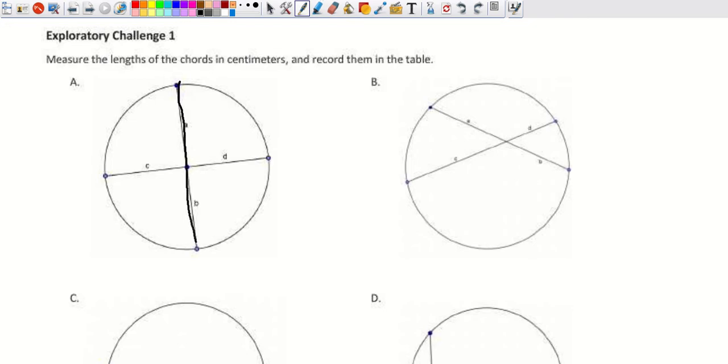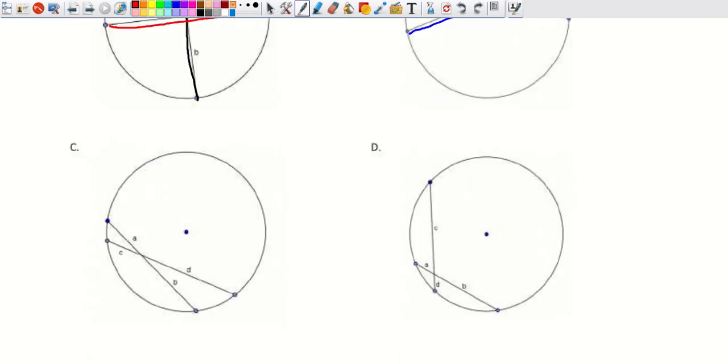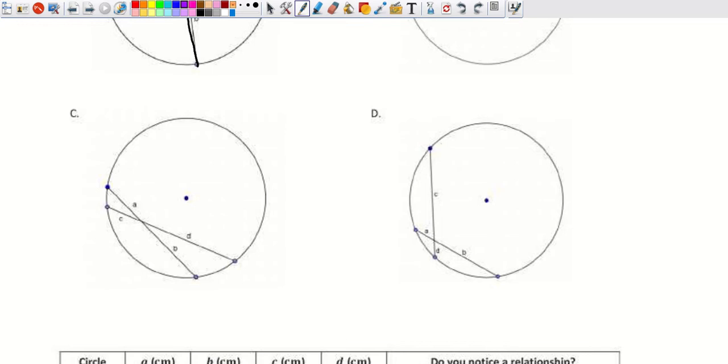For the first chord here, we have A times B is equal to the second chord, and the two parts here are C times D. Same thing going on over here. This chord is cut into C times D, which is equal to the two parts of that chord, which are A times B. All right, drawn this way, same thing, okay?